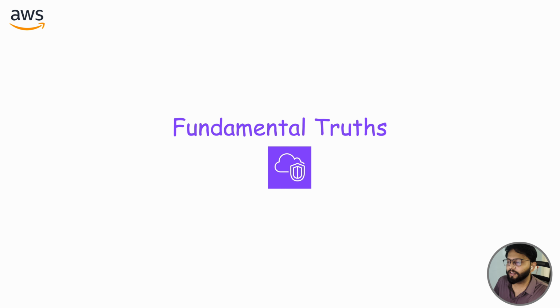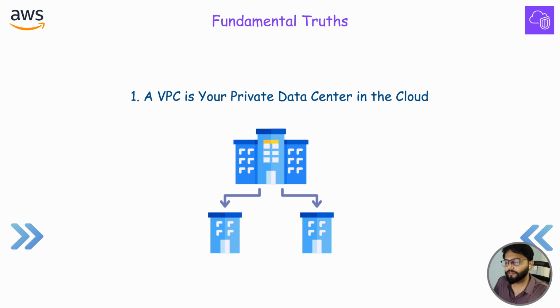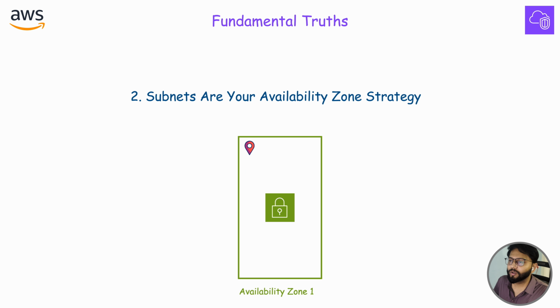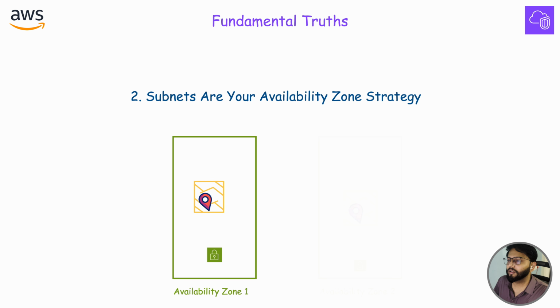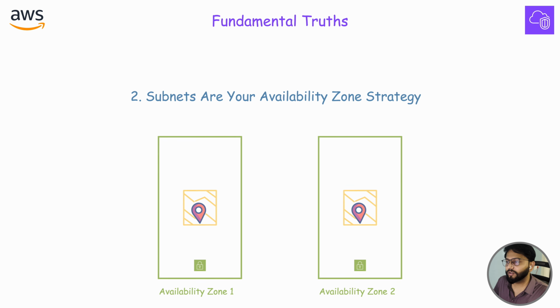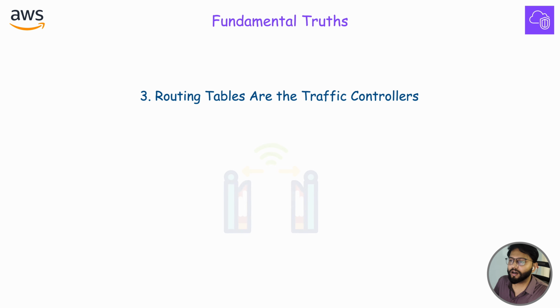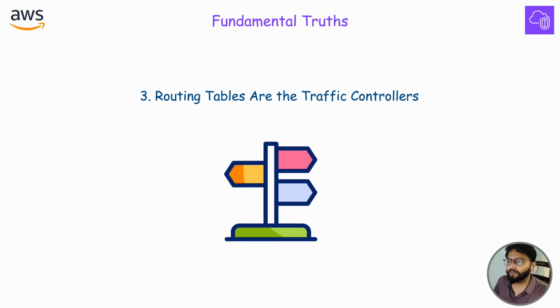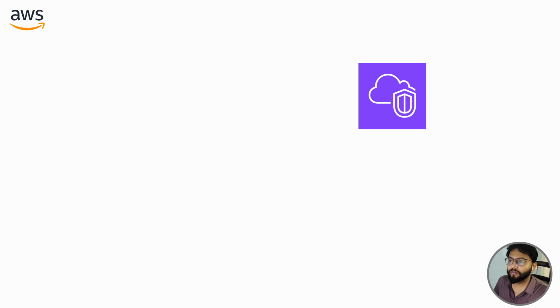Before we architect anything, let's establish three fundamental truths about VPC. Truth 1: a VPC is your private data center in the cloud. It's an isolated network where your resources live, with complete control over who comes in and who goes out. Truth number 2: subnets are your availability zone strategy. Every subnet lives in exactly one availability zone. This means your subnet design is your high availability design. Truth number 3: routing tables are the traffic controllers. They determine where network traffic goes. Get routing wrong and nothing works, even if everything else is perfect.